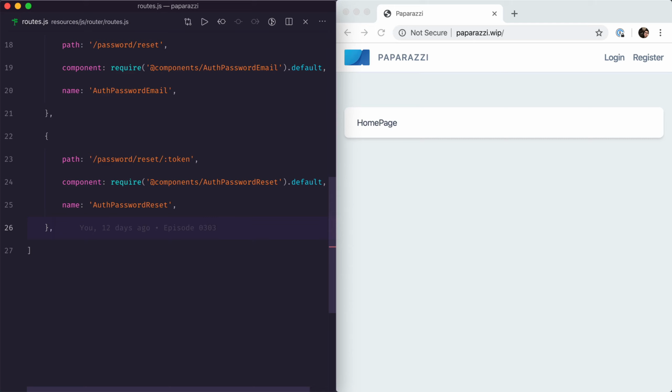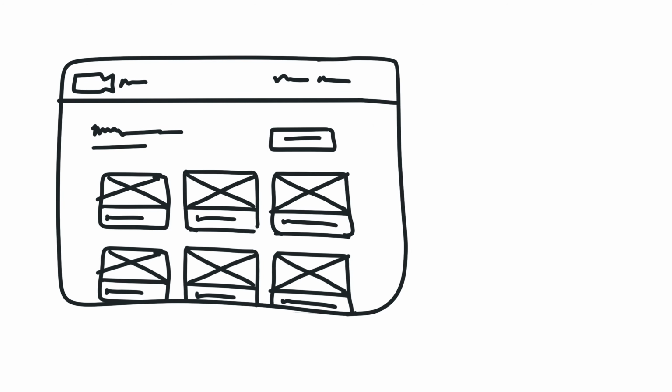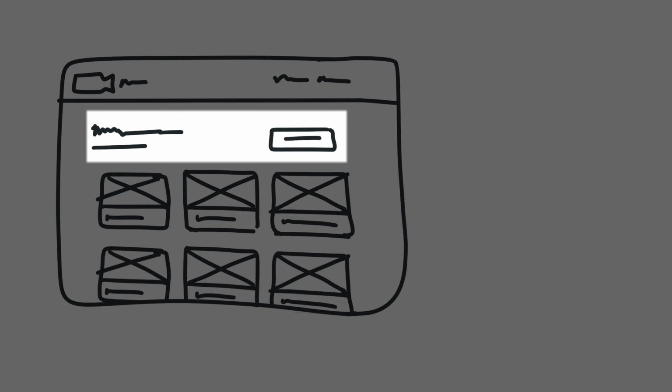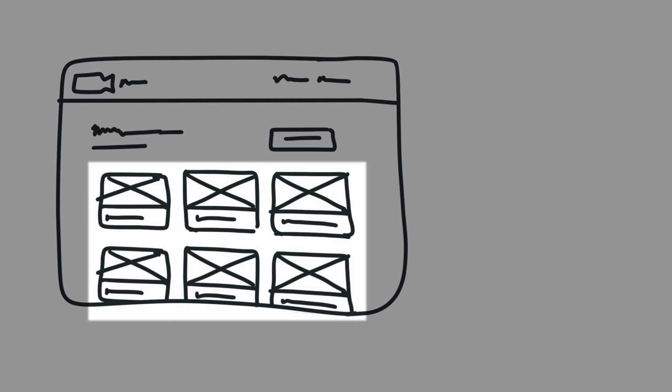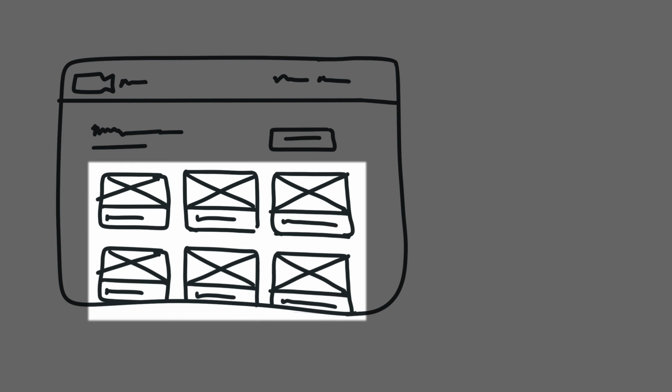In this episode, we'll design the page that lists all of the paparazzi for the current user. So let's see what that page could look like. We want to have a little header in that page with a title, a description, and a button to add a new paparazzi. Below that header, we will display one card per paparazzi.